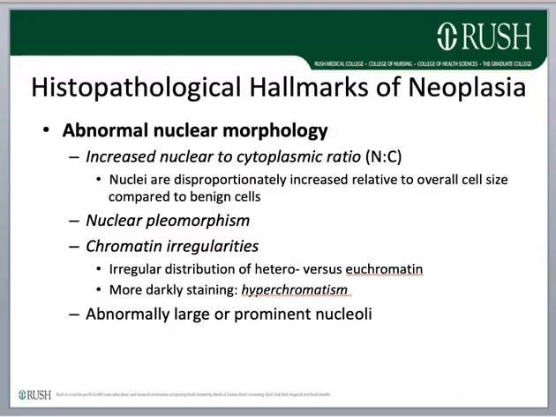Accompanying this are irregularities in chromatin distribution. So the irregular distribution of heterochromatin versus euchromatin, and also the nuclei are more typically darkly staining, or what we call hyperchromatism. And finally, neoplastic cells may have abnormally large or prominent nucleoli compared to normal cells.